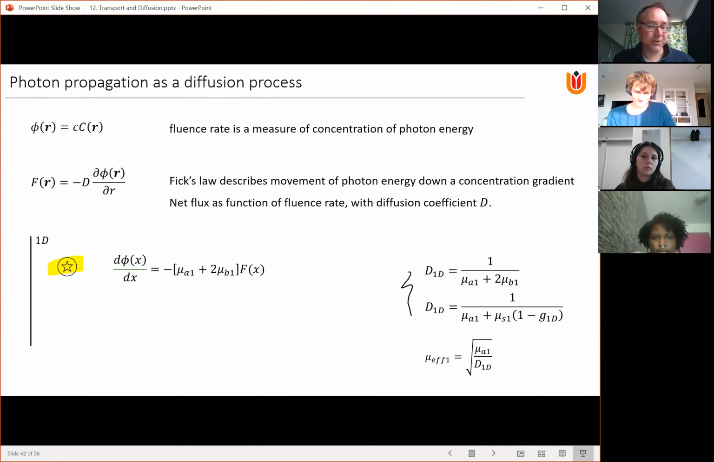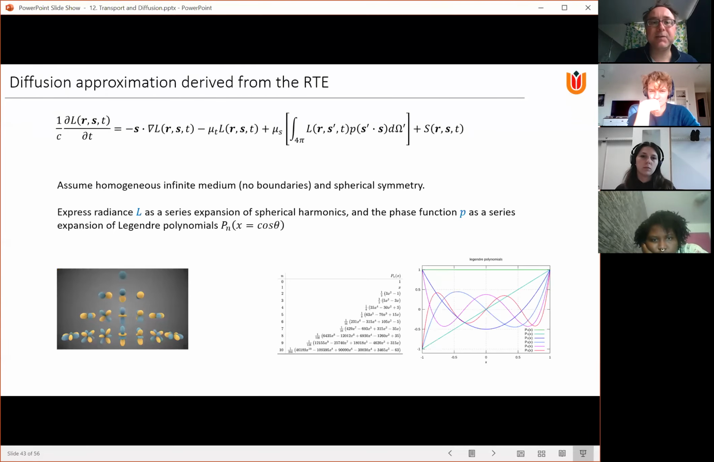Just for completeness, we can also express the effective attenuation coefficient in terms of this diffusion coefficient. This is a little bit of a what-if kind of derivation. What if we can describe photon transport as a diffusive process? Well, then this would be the result. But that's a little bit hand-waving. So there is also a way to get to the diffusion approximation from the radiative transport equation.